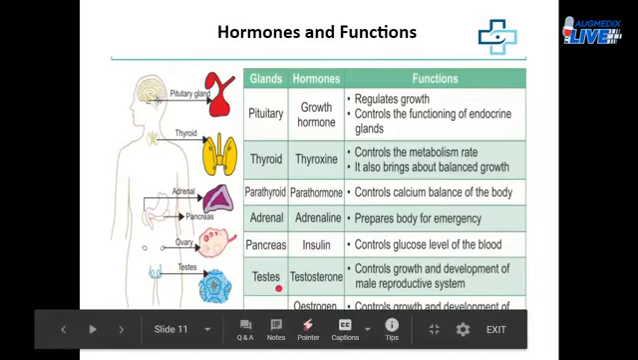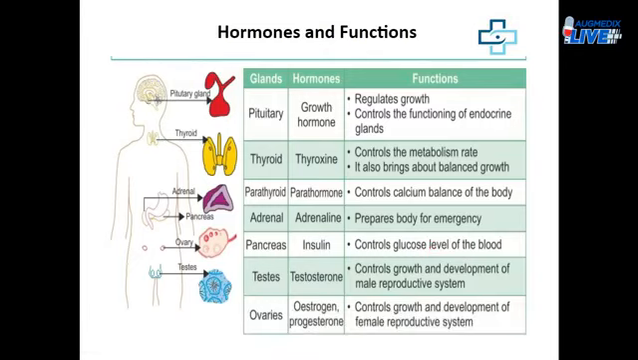All right. Then we have, in case of male, testes, which release testosterone, the male hormone for growth and development of the male reproductive system. And lastly, ovary, which is present in female, and it releases estrogen and progesterone, which control the growth and development of the female reproductive system. Which actually helps in both release of the ovum, and in pregnancy as well. All right. So these are the hormones and the subsequent functions.